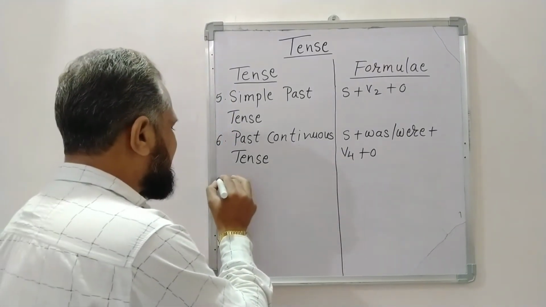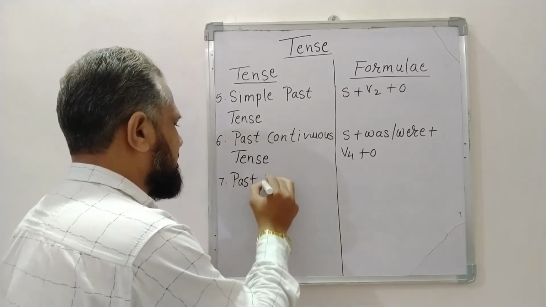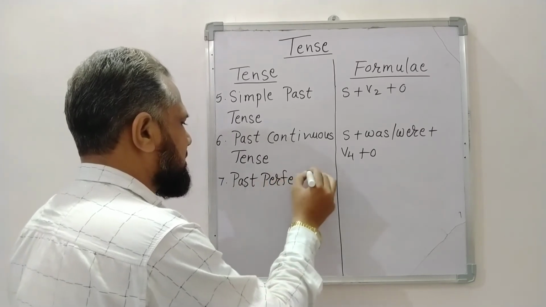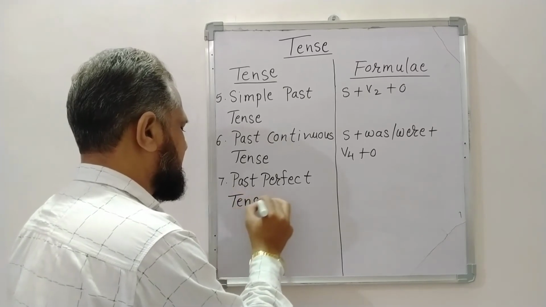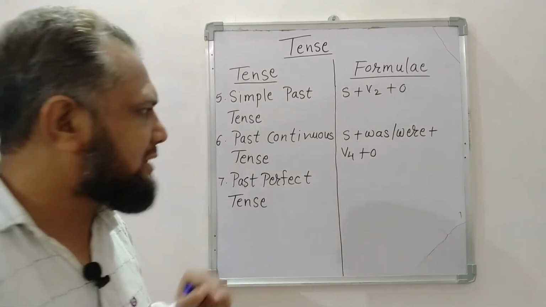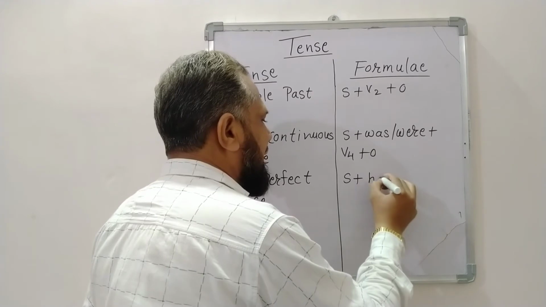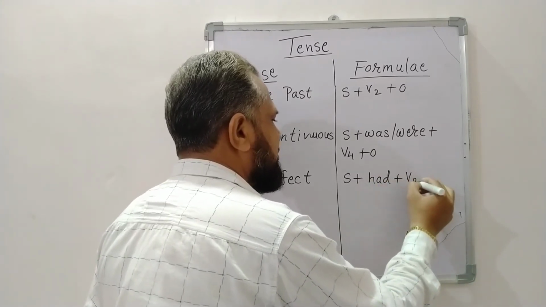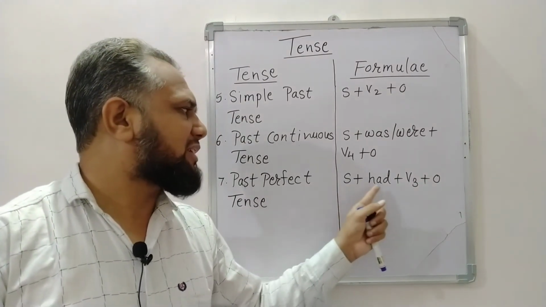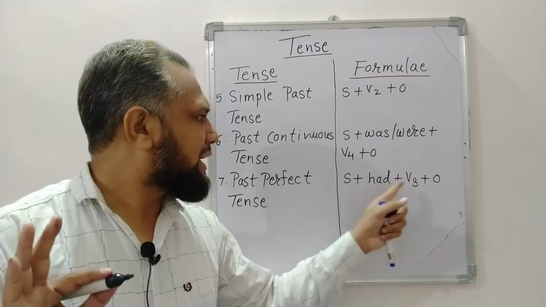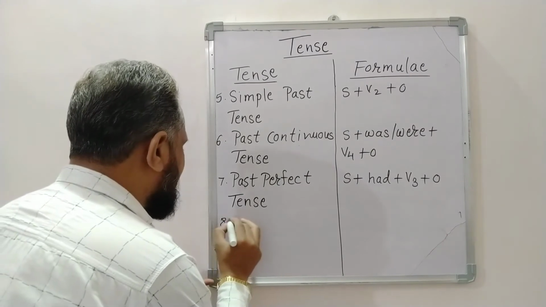Then the seventh name is past perfect tense. Past perfect tense, and the formula for the past perfect tense is subject plus had plus V3 plus object. Now we have to use subject, thereafter had, no any other option, thereafter the third form of verb, in the last object.